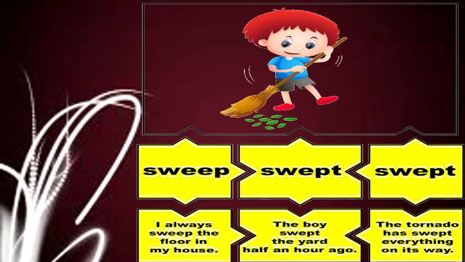The boy swept the yard half an hour ago. This is simple past tense. The verb here is swept, which is also the past participle form. And what is it? The tornado has swept everything on its way. This is present perfect tense in which the past participle form swept is used. So you should learn sweep, swept, swept.